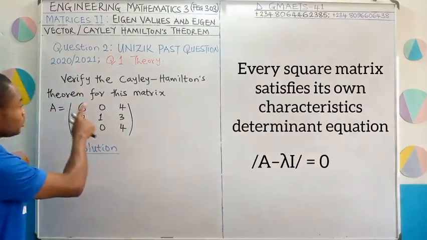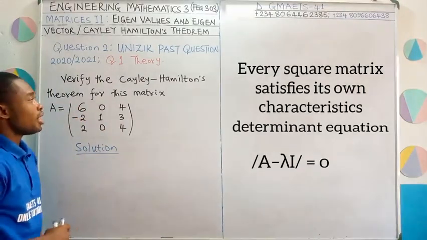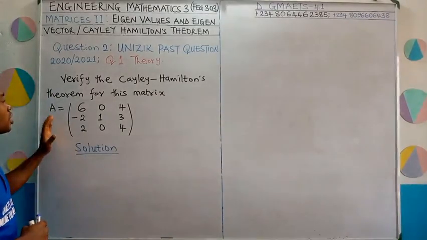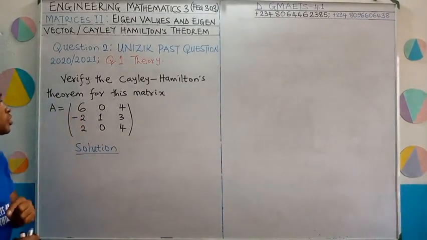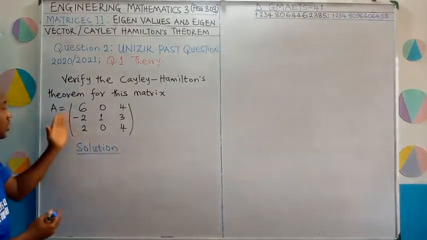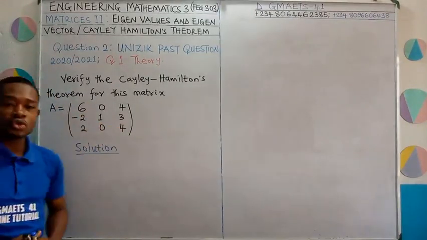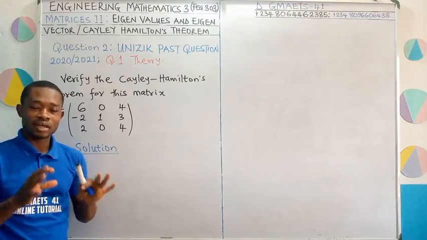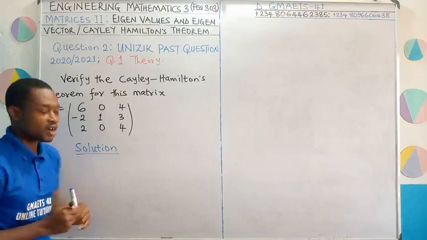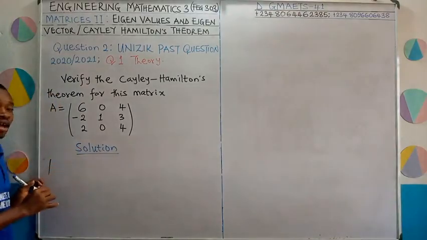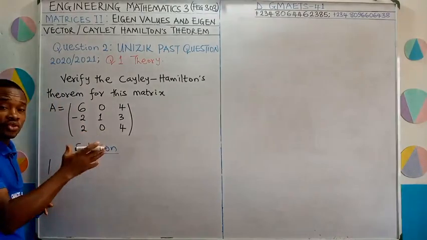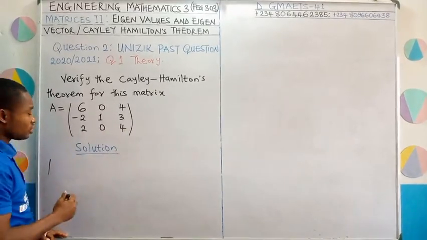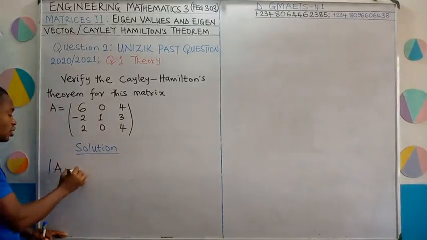Please, let us go straight on to verify the Cayley-Hamilton's theorem, solving this question we have here on the board. Now we have this matrix. It is expected that we verify the Cayley-Hamilton's theorem for the matrix here on the board, 6 0 4, minus 2 1 3, 2 0 4. So what do we do? Straight on, we go to the characteristic equation. That's the first thing we need to remind ourselves of. According to Cayley-Hamilton's theorem, every square matrix will satisfy its own characteristic equation. And that is why we need that characteristic equation a lot.